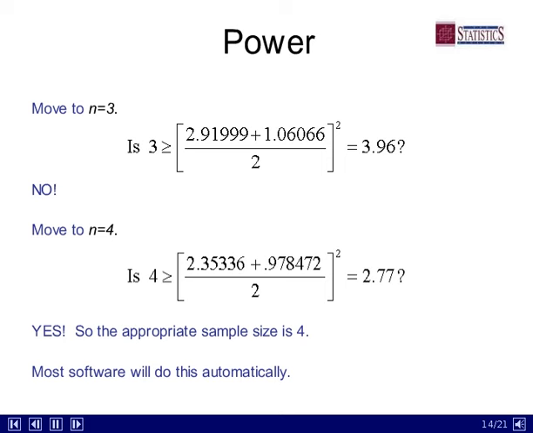In general, you should be using software to do this. You don't want to be doing this by hand. I chose the numbers in this particular example to come out with a nice small sample size like 4. If it comes out with something like 15, it's going to take a while to walk through all that. So you really want to use software to do this.